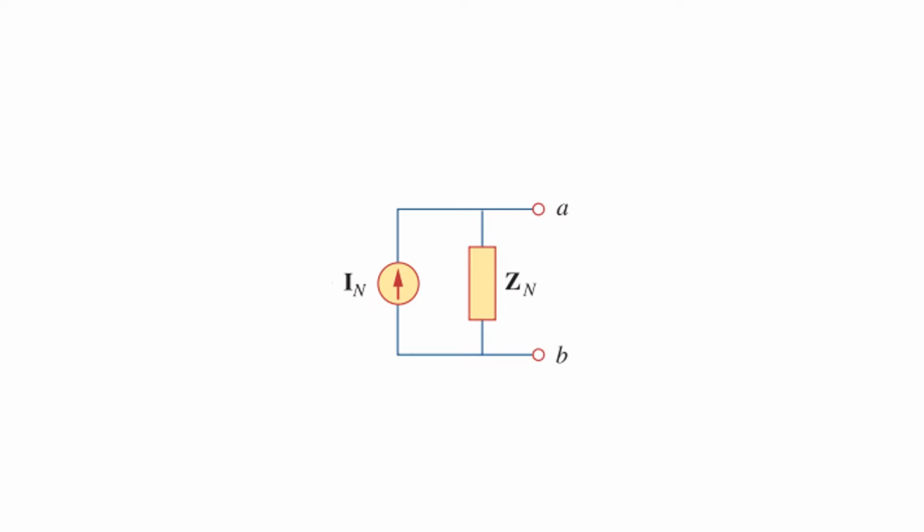So let's just recall what Norton's circuit is. You can see this is the current source, and this current source is known as I Norton, and then in parallel we have an impedance called Z Norton. So this is the equivalent circuit of Norton, and we'll be using this circuit.